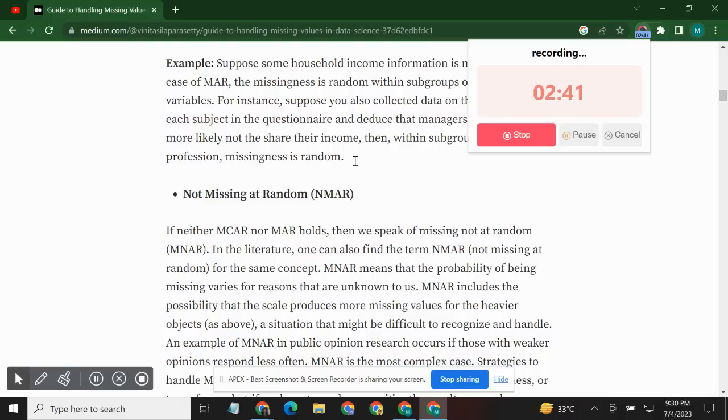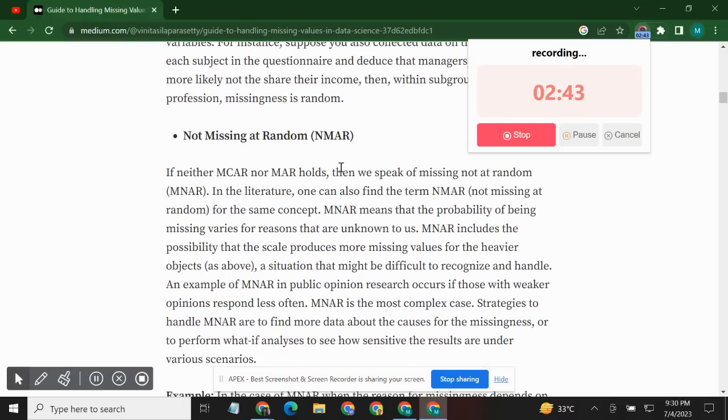An example of MNAR or NMAR in public opinion research occurs if those with weaker opinions respond less often. MNAR is the most complex case. Strategies to handle MNAR are to find more data about the causes for the missingness, or to perform what-if analysis to see how sensitive the results are under various scenarios.